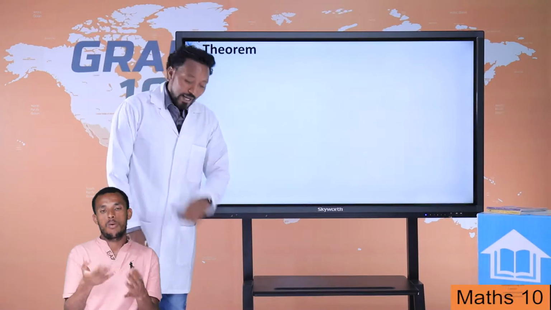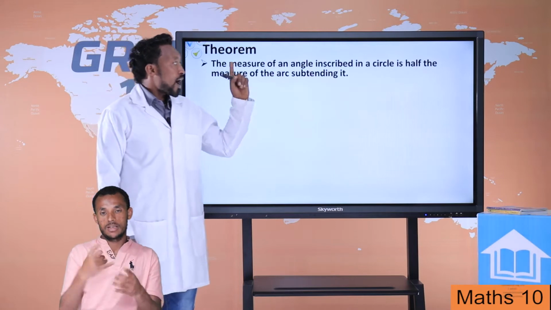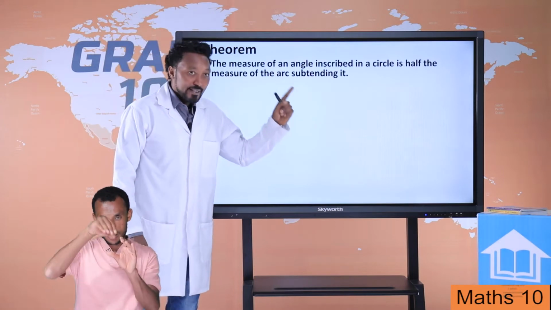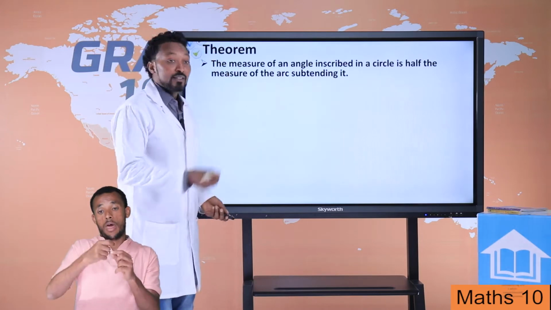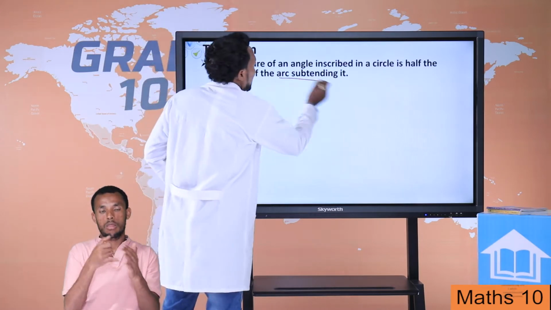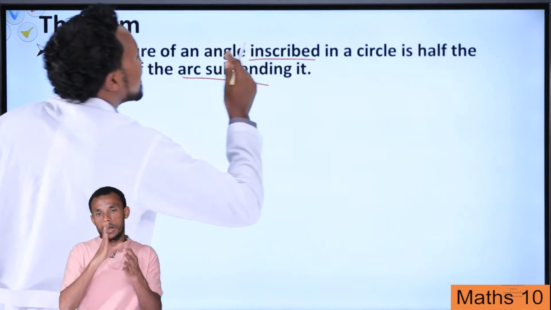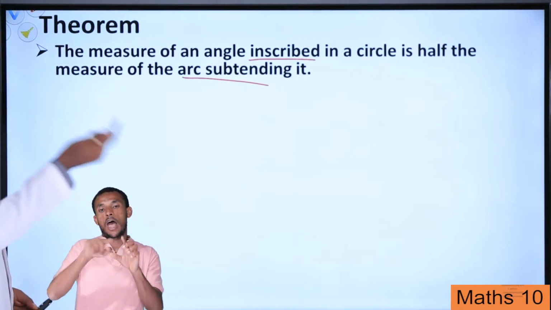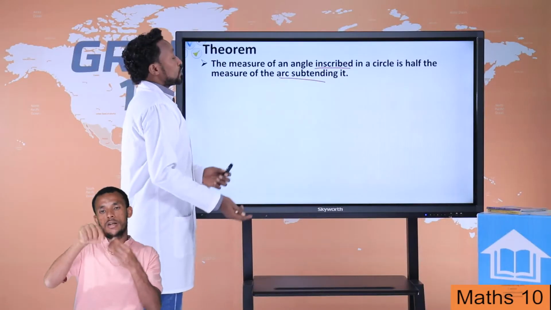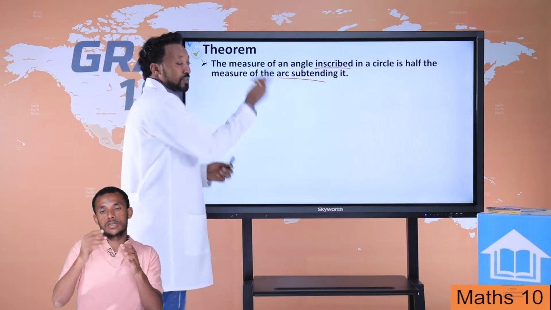Now let me see theorems related to circles. The measure of an angle inscribed in a circle is half of the measure of the arc subtending it. What does this mean? What is the subtending arc? An inscribed angle is an angle formed inside a circle. This angle is known as an inscribed angle. And a subtending arc is the arc that subtends that angle.